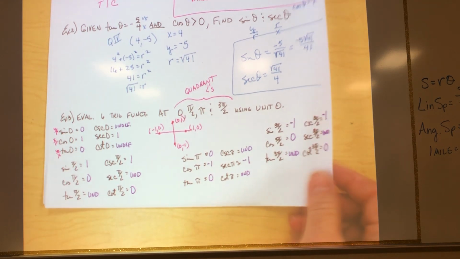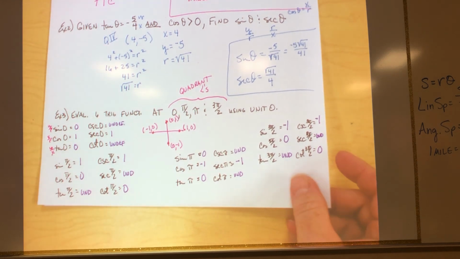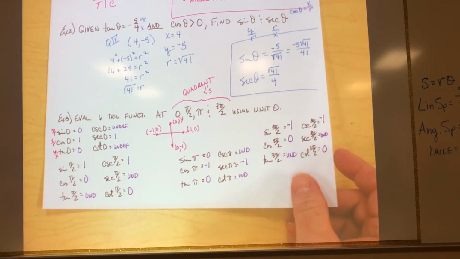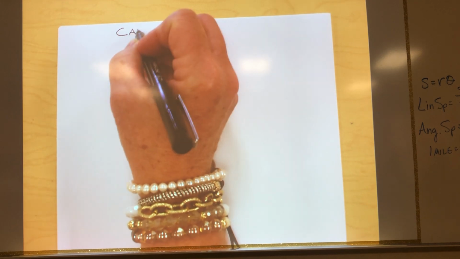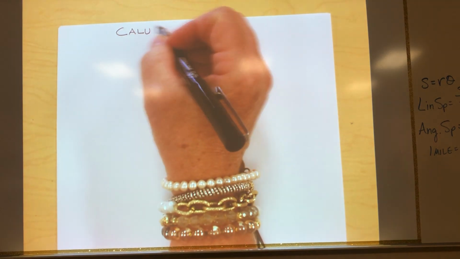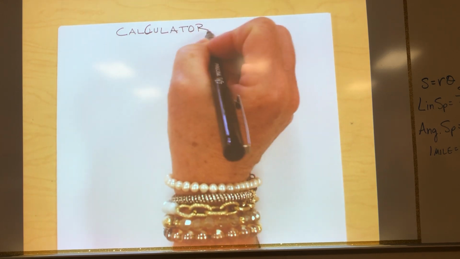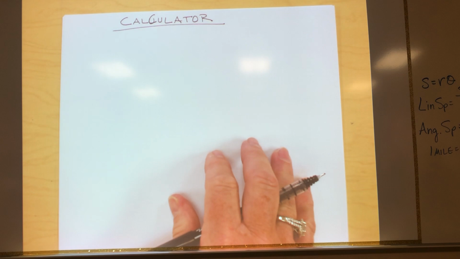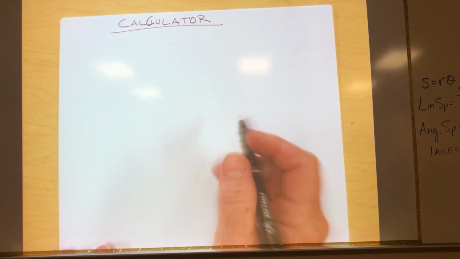Alright, anybody got a question so far? We're just gonna write down one more thing. We got a couple more things to do. Alright, so this next little thing is just kind of a review, okay? So I'm gonna review you. Okay, calculator. Alright, so, just a quick review.